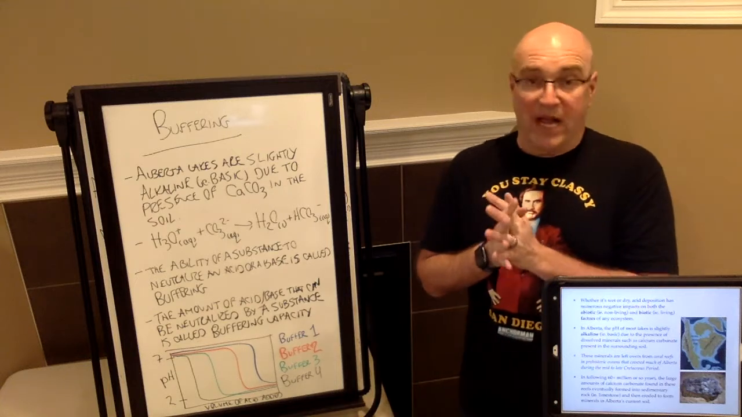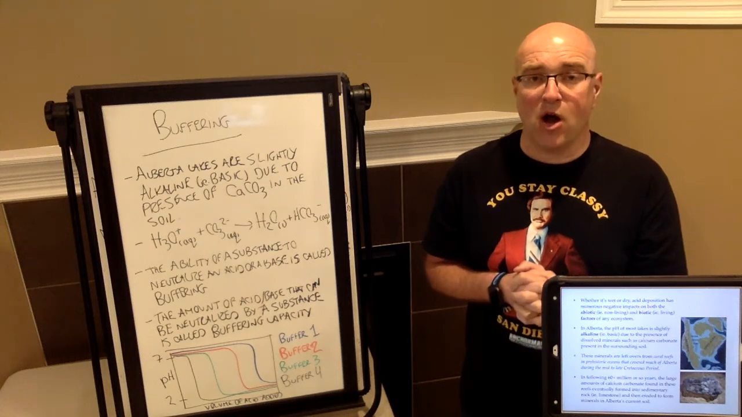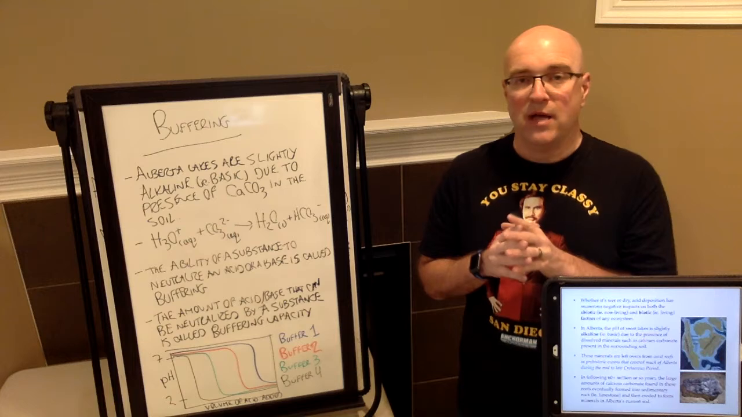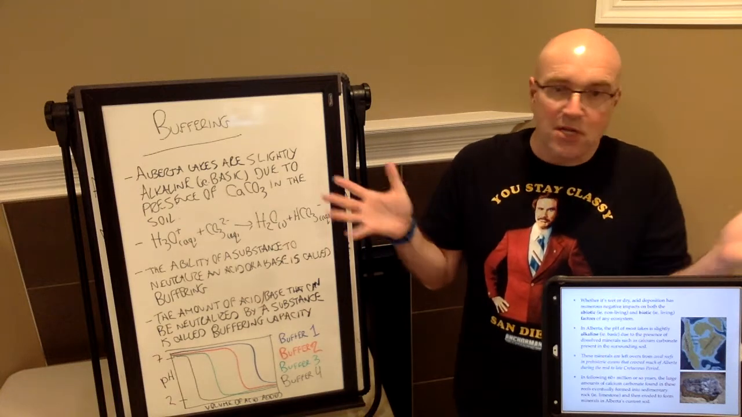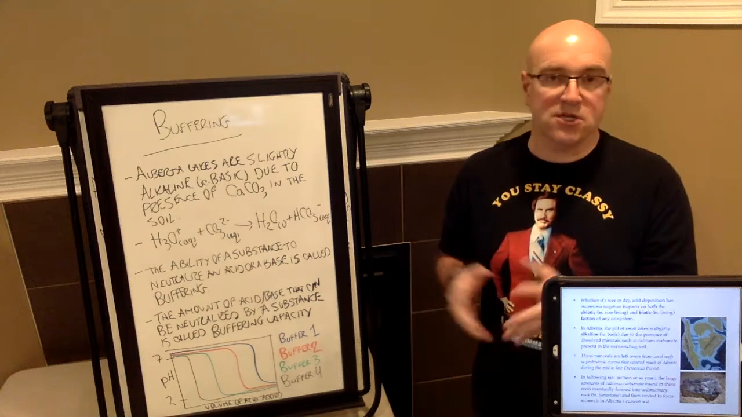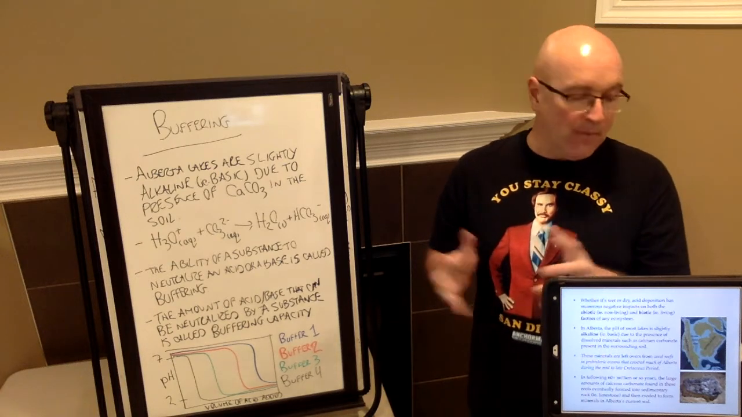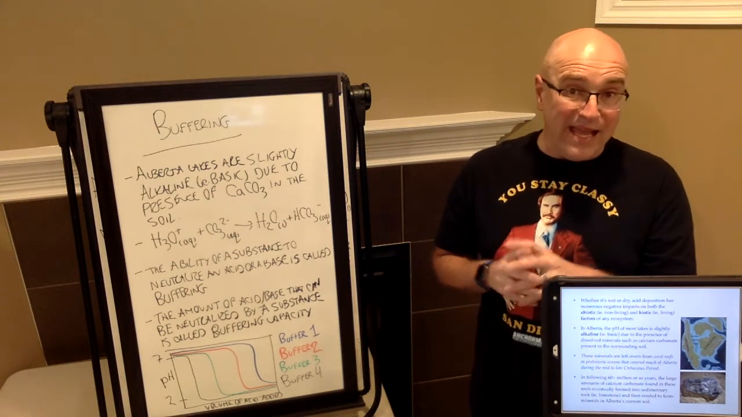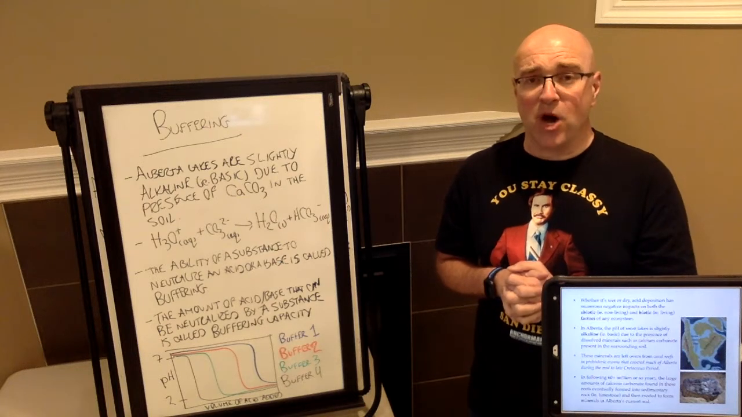So it's because of this that our lakes have almost a magical ability, and not magical, it's all based in science, but they have the ability to withstand changes in pH because of this carbonate that's in the soil. Now, why is this? Why do we have all this calcium carbonate in our soil?